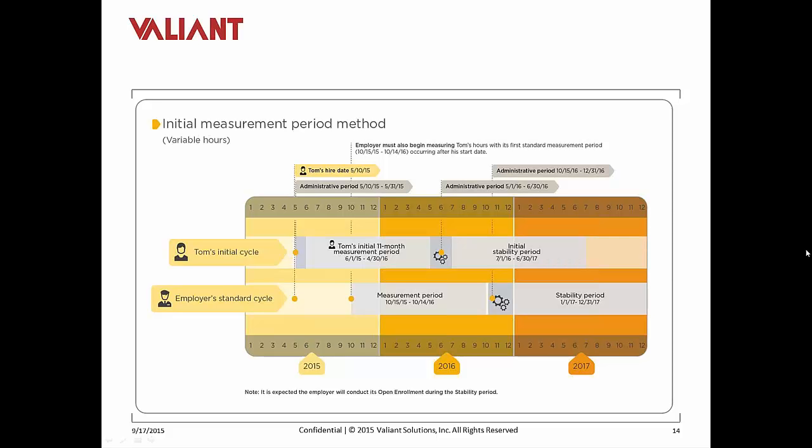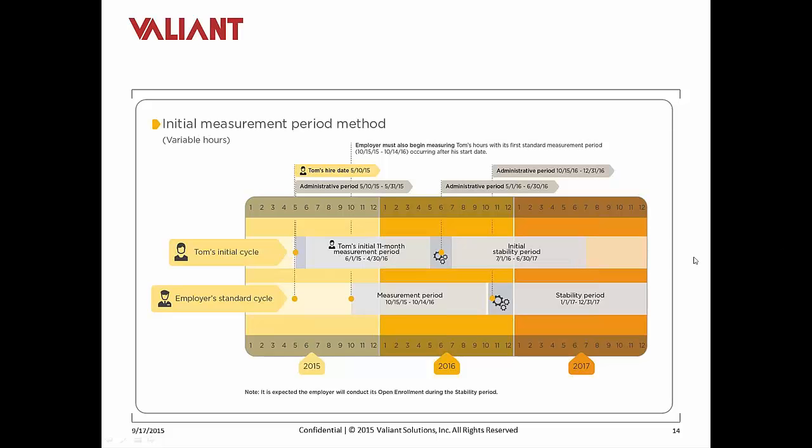And that measurement period is going to be June 1st through the following May. We're going to take a 12-month measurement period. During that measurement period, we're going to determine if Tom and any of his other coworkers that were also hired during May average 30 hours or more per week. After that measurement period is completed in May, we're going to take a month or so to have an administrative period to offer Tom and or any of his coworkers health benefits.